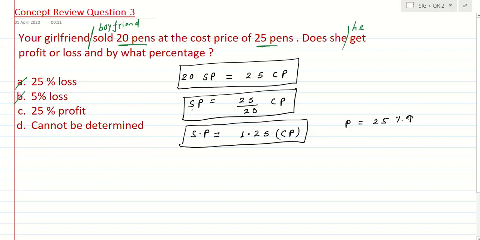Remember, just reverse the order. The question: if the profit is 25% on the cost price, how to find the SP? Same thing: 1 plus 25%, which means 1.25 of the cost price CP. My answer is correct. This is one approach.